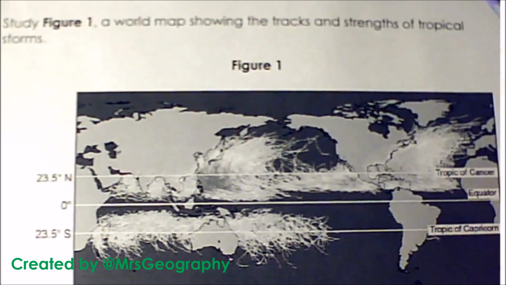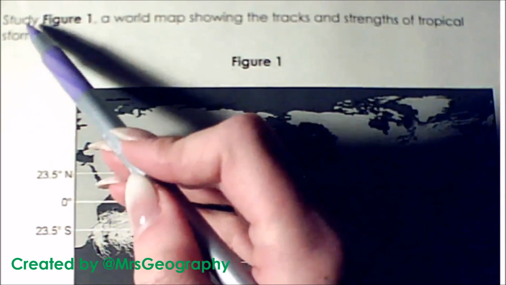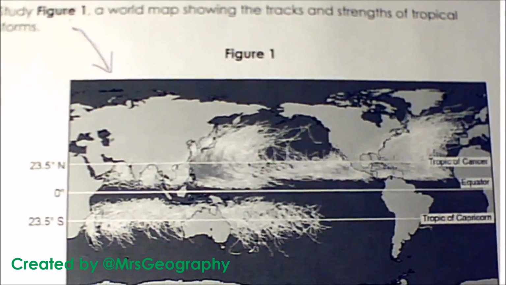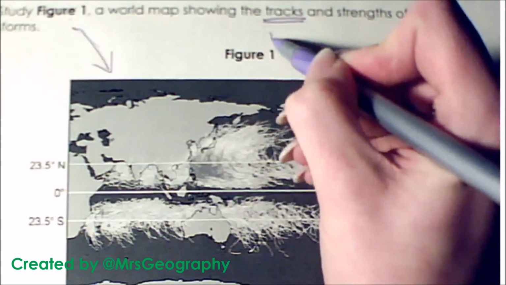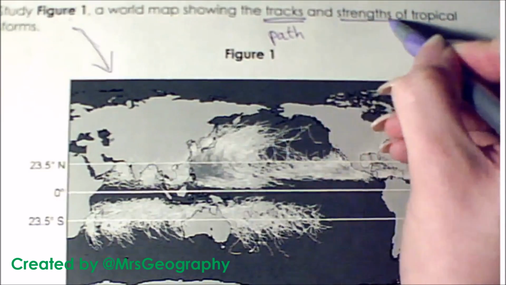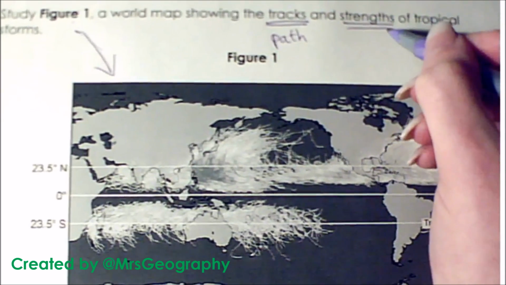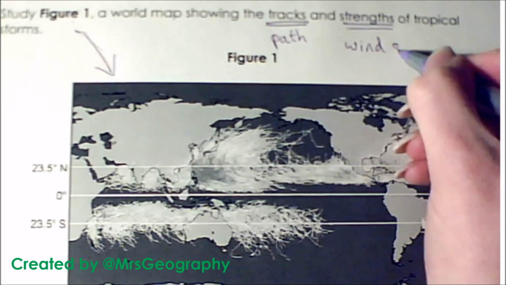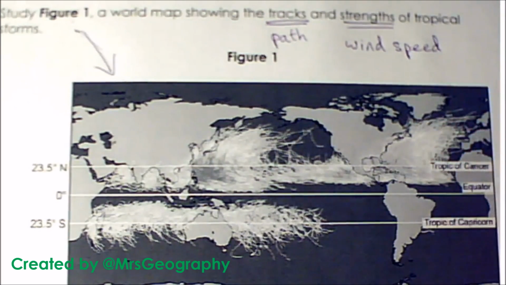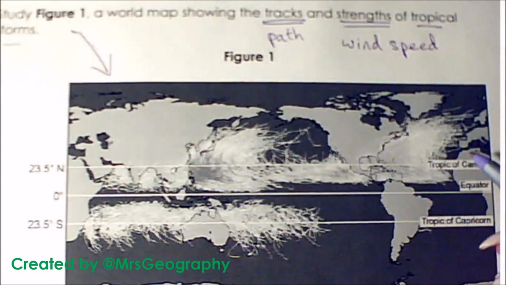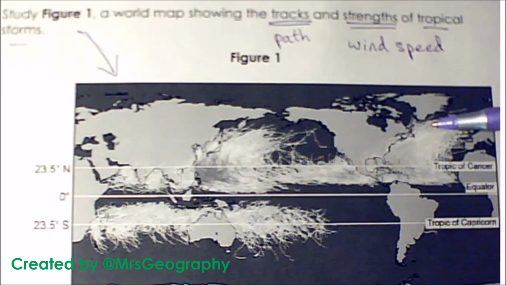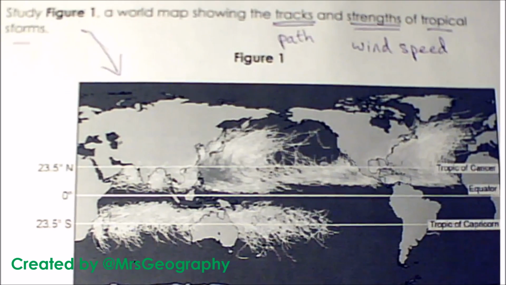Now, if we go down, question 3 requires you to study figure 1. Now, figure 1 is this map below us. So this is a map showing the track or the path, as well as the strength, usually referring to wind speed, of a tropical storm. Now remember, a tropical storm is a weather hazard.